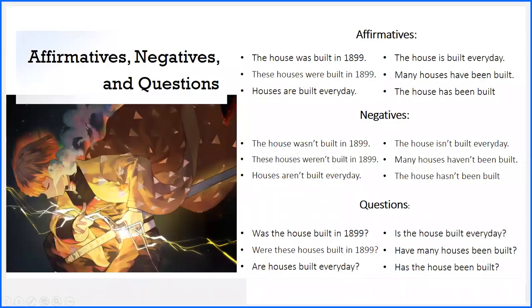Okay, here we have some more examples, but in this case, we're showcasing that you can have affirmatives, negatives, and questions, okay? So these are exactly the same 6 sentences. Here we can have, the house was built in 1899. So how can we make this into a negative? Well, the same way we make negatives for past and for present and for present perfect. So was, we just add not, right? So the house wasn't built in 1899. How do we make it into a question? We just change the placement. The verb to be has to be in the front. So here we have, was the house built in 1899?